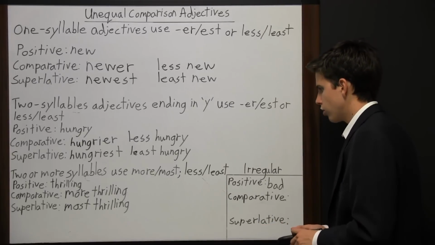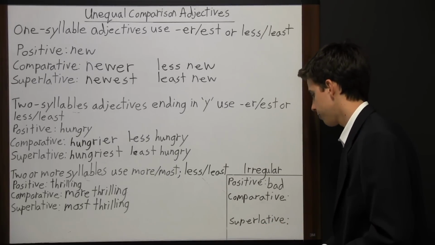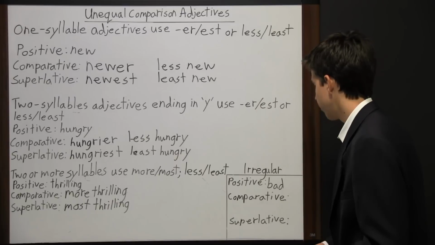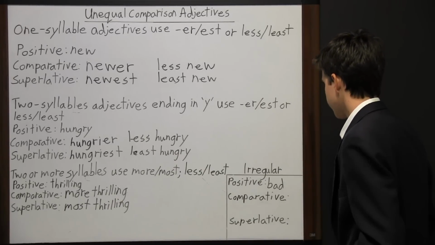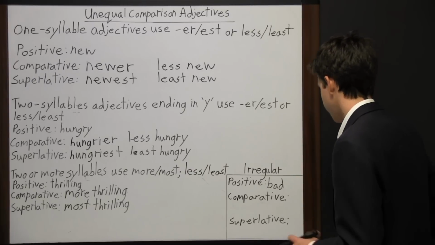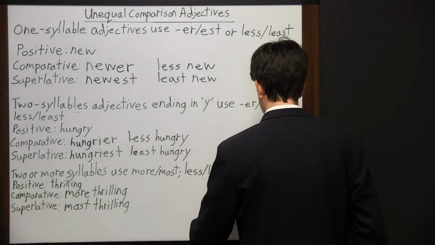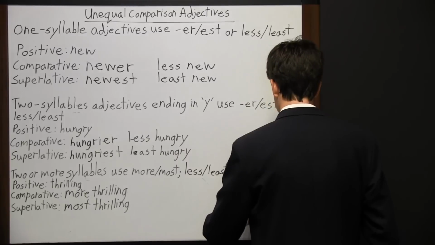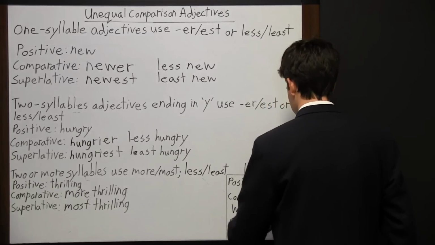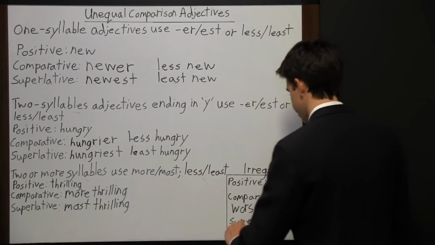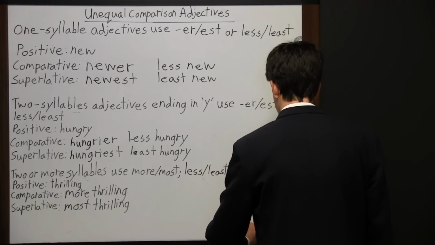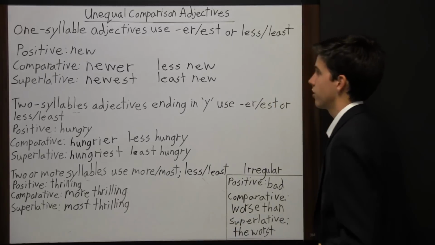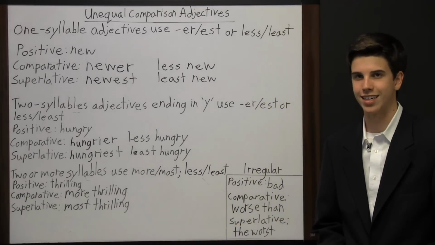Now, there are some words that we call irregular. And they're irregular in the way that we form their comparative and superlative. A great example of that is the word bad. The comparative form is worse than, which isn't even another form of bad. And then the superlative form is the worst. So that's a look at unequal comparison adjectives.